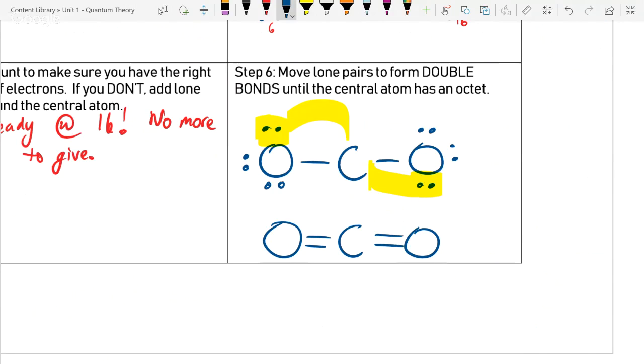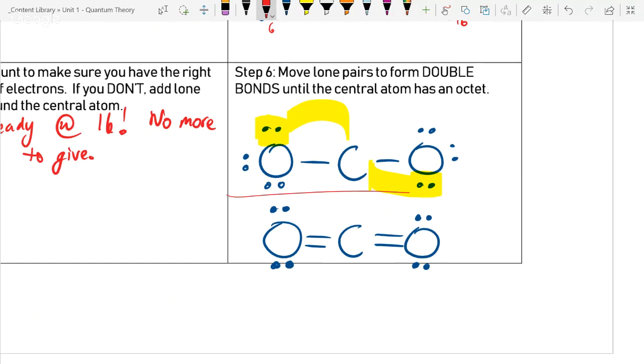Now, how am I going to draw the electrons on this oxygen now? How many free electrons does this oxygen have? 4. And we arrange them in 2 pairs, right? So I'm going to draw 1, 2, 3, 4. What about this oxygen over here? The same.